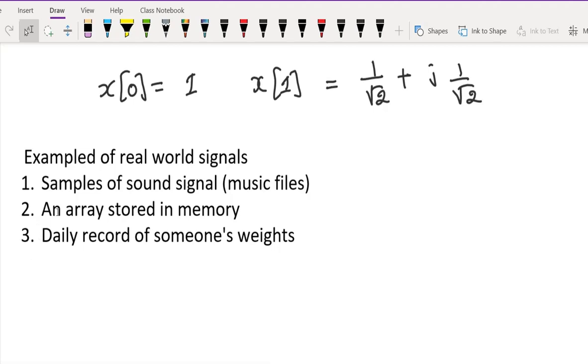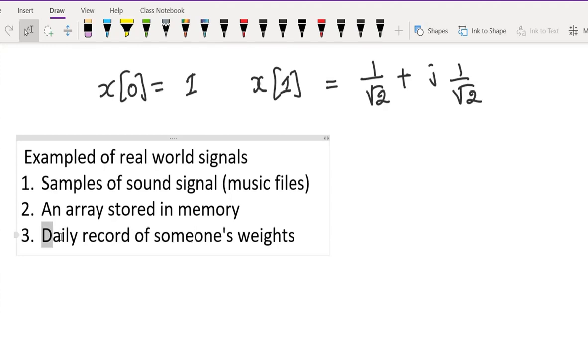Another example is an array stored in memory. Again, an array will have indices. Let's say, for example, in C, indices start from 0, 1, 2, 3, and so on. In MATLAB, indices start from 1, 2, 3, and so on. So the index for an array can be considered as an input, and the output can be considered as the value stored in that location. So an array will be a discrete time signal.